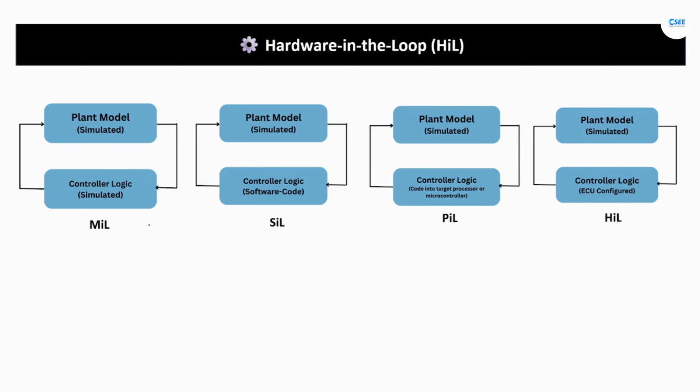To summarize: model-in-the-loop, MIL, for early algorithm design and simulation; software-in-the-loop, SIL, validating actual code in simulation; processor-in-the-loop, PIL, verifying performance on the real microcontroller; hardware-in-the-loop, HIL, testing the actual ECU in a simulated but real-time vehicle environment. HIL is the final validation stage before vehicle-level testing. It's where you gain full confidence that your ECU software and hardware work flawlessly, safely, and in real time, ready for integration into a real vehicle.